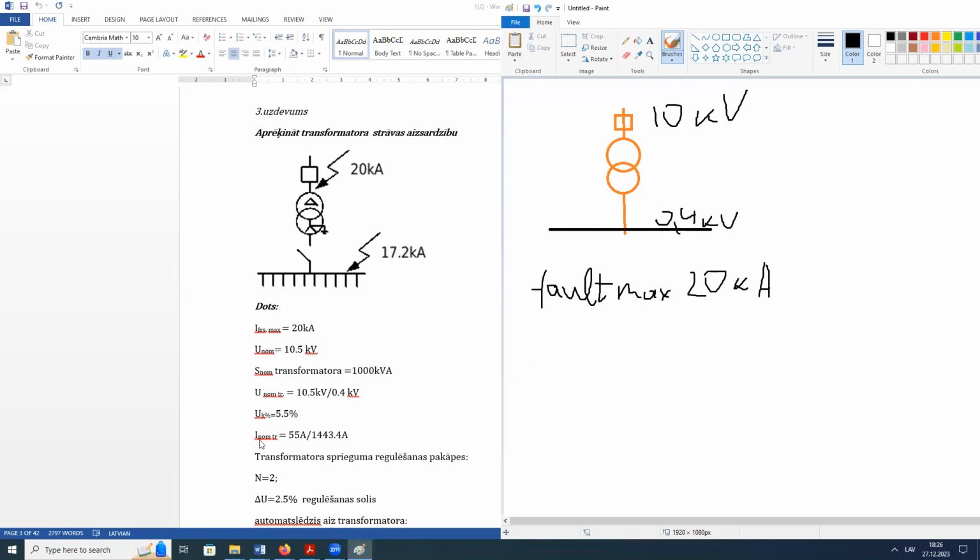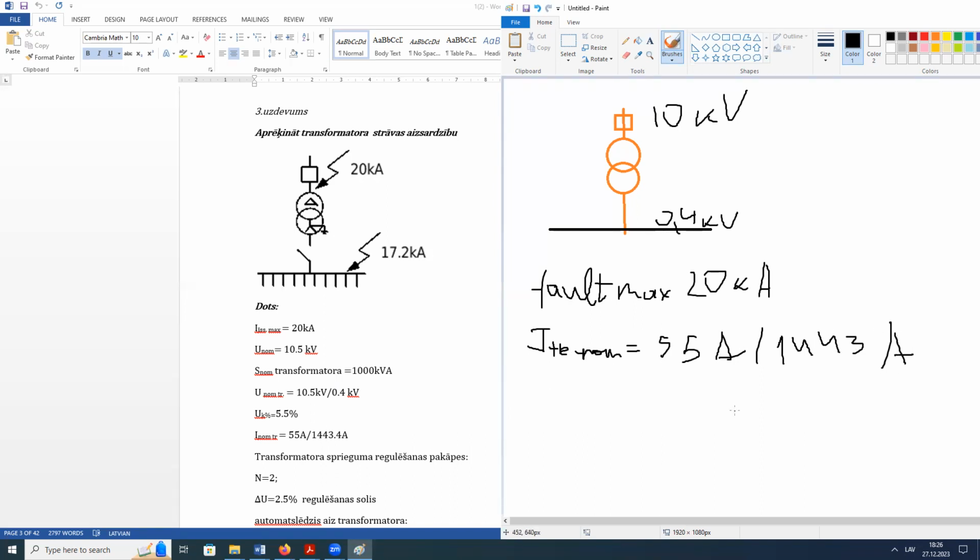And what we have next is the transformer nominal current. Why do we have two values? Because we have a low voltage and a high voltage. You know the transformation. So for high voltage it is 55 amps, and for low voltage it is 1443 amps. So that's why we have two values.